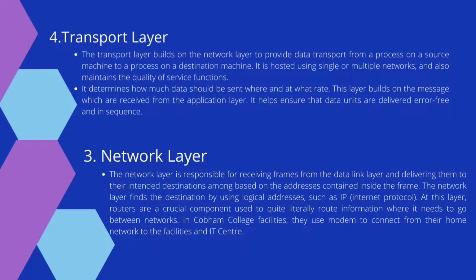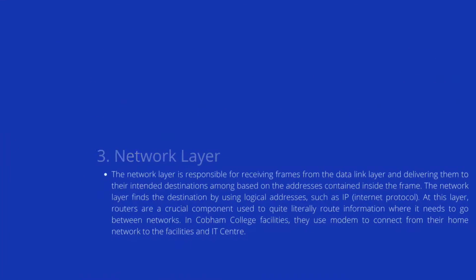The third layer is the network layer, which is purposely for data transmission from one computer to another in a different network. The data unit is responsible for receiving frames from the data link layer and delivering them to the intended destination based on the addresses contained inside the frame. The network layer finds the destination by using logical addresses such as Internet Protocol.